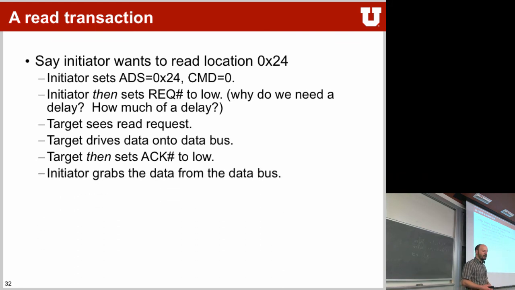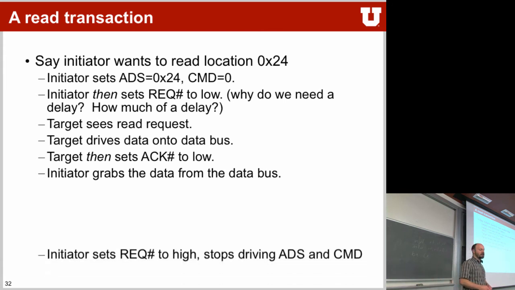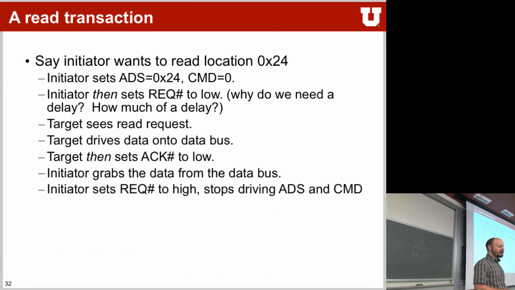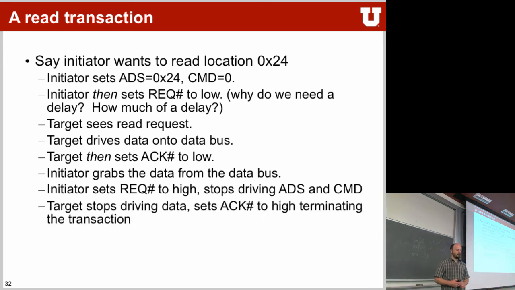Wait. Oh, it's a read. I'm sorry. So the target drives the data onto the bus. Then it acknowledges and tells the other one, I'm done with my data, so you're ready, you can go and read it. And then the initiator reads the data, and sets the request to high, telling it that we are all done here, I have the data. All right. And then once the ACK is up, the target knows, okay, we're done, let's let go of the lines too.